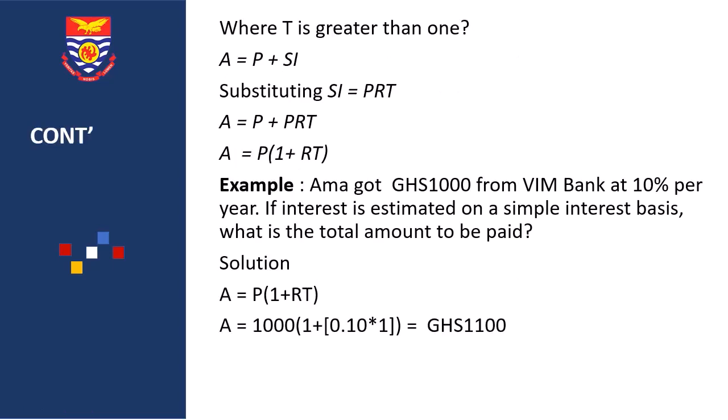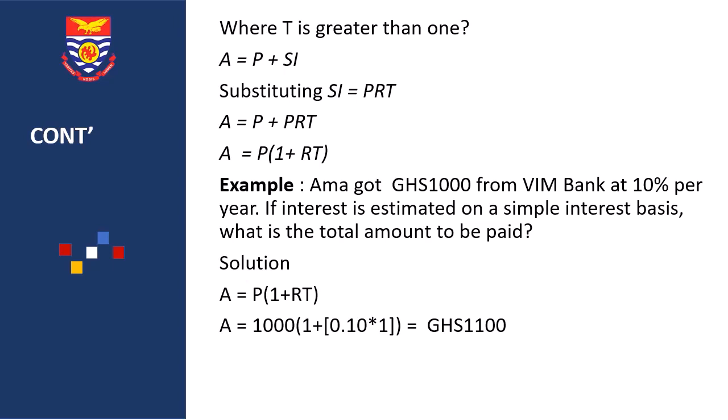Alright, so there might be a situation whereby t is greater than 1. So in a question, you don't always need to find the interest first before later you come and add the principal to it. There is a formula that you can use to do the calculation at once. You can only use this formula where the time or the period is greater than 1. So always take note, where t is greater than 1, you can use this amount formula.